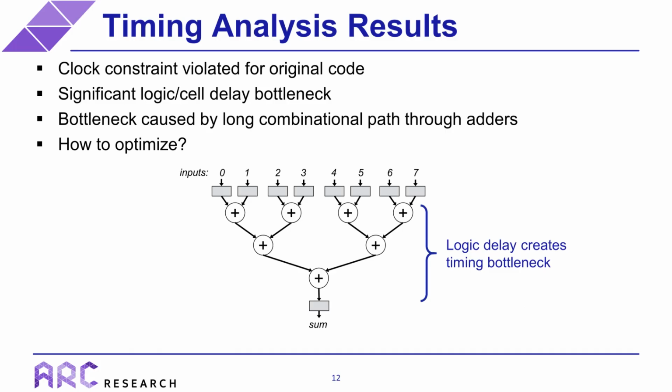Alright, so now we've gone through the timing analyzer and saw that the original 200 megahertz clock constraint was violated by our original design. And we saw that the biggest bottleneck was due to logic or cell delays that resulted from a long combinational logic delay between all of the adders. So how do we go about optimizing this? Well, if you remember from the previous presentations, one common way of reducing logic delays is through pipelining. So let's go ahead and try that.